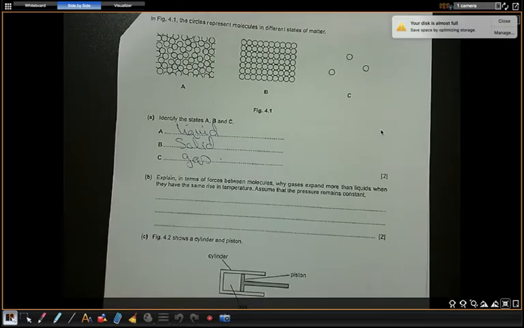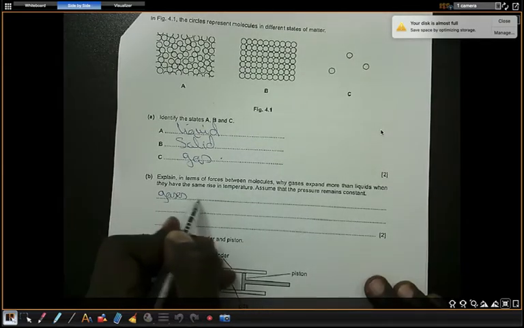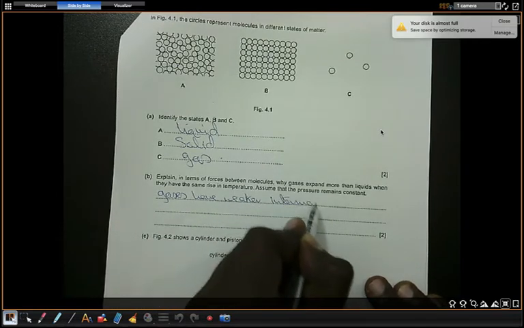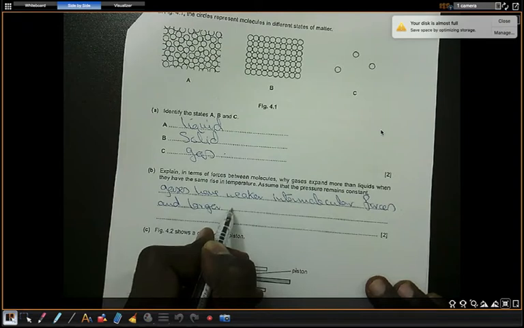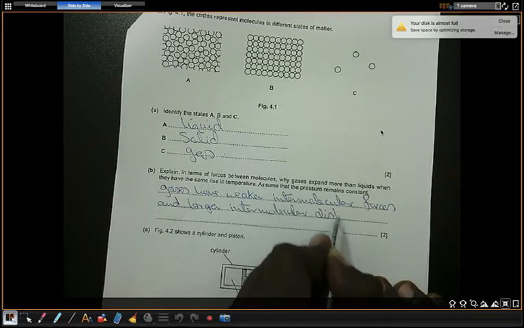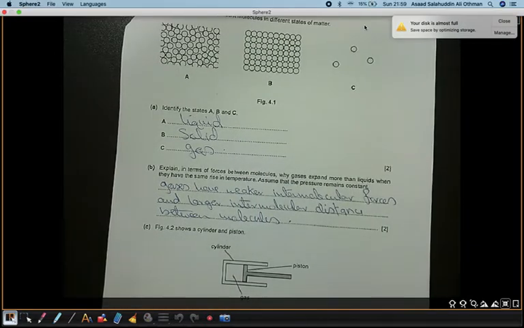Very simple question. Explain in terms of forces between molecules why gases expand more than liquids when they have the same rising temperature. Gases have weaker intermolecular forces and larger intermolecular distance between molecules. All right, larger intermolecular distances between the molecules.